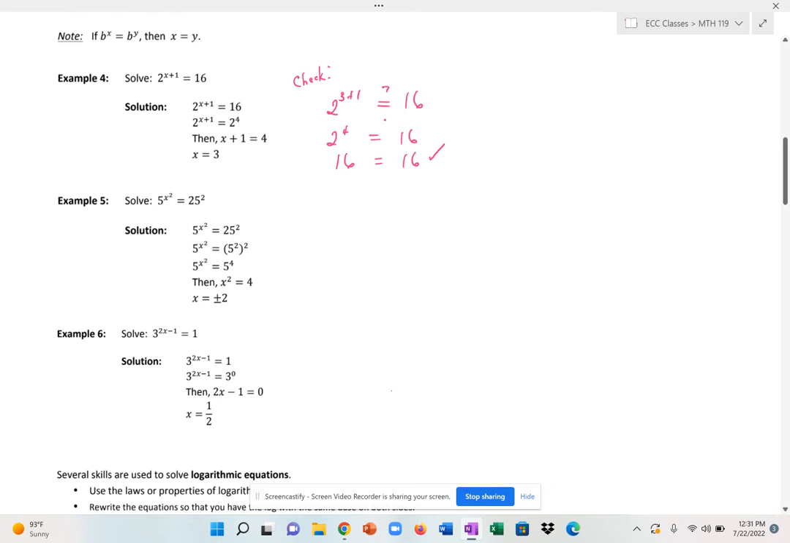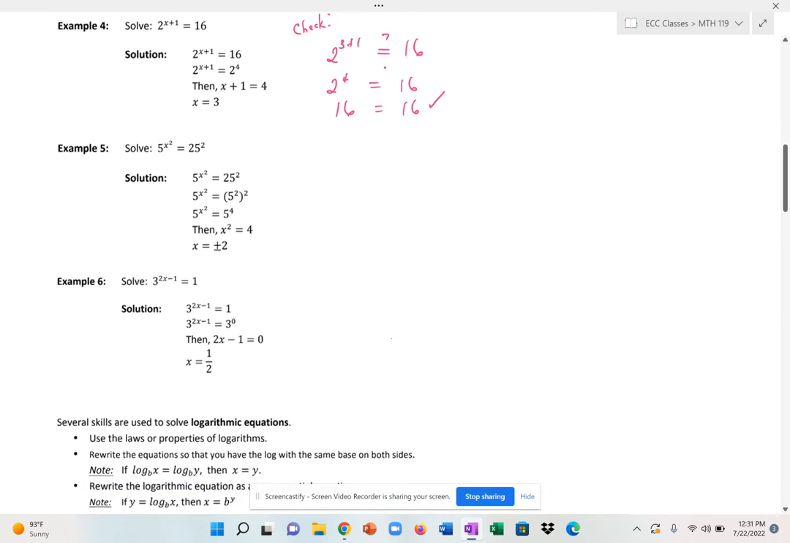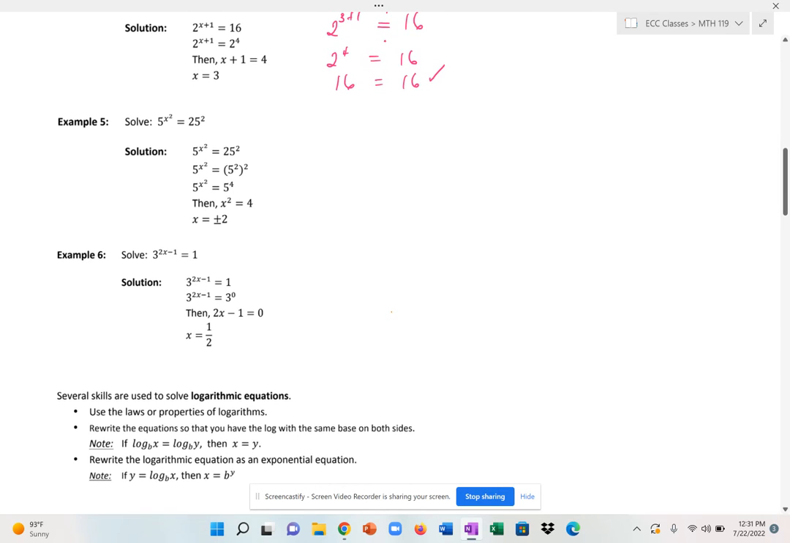Okay, so those were a few examples of exponential equations. Now we're going to talk about logarithmic equations, and there, again, will be more than one way to handle this. One thing to consider is that sometimes you'll be able to use your logarithmic laws or properties in order to condense one or both sides of an equation with multiple logarithms into just a single logarithm.